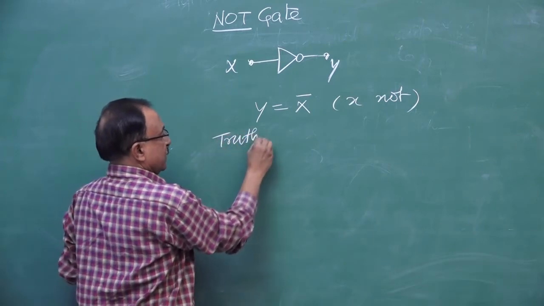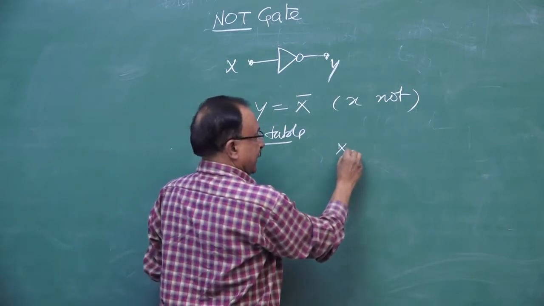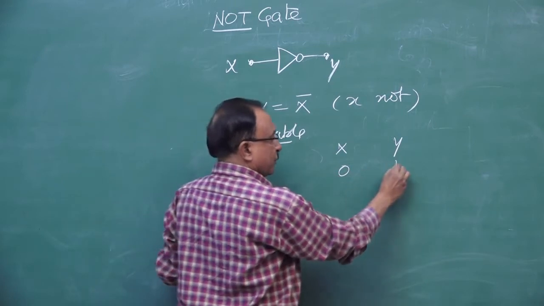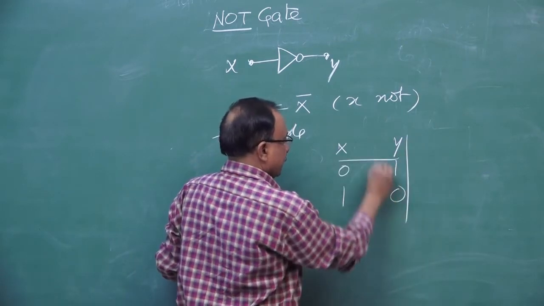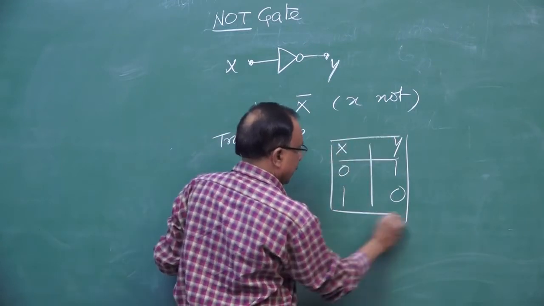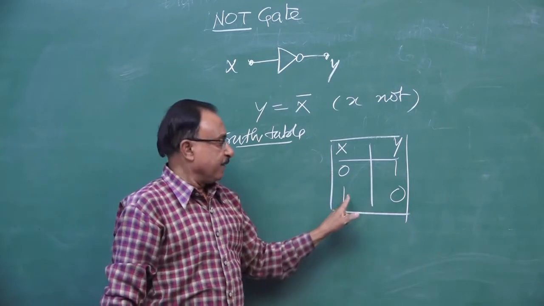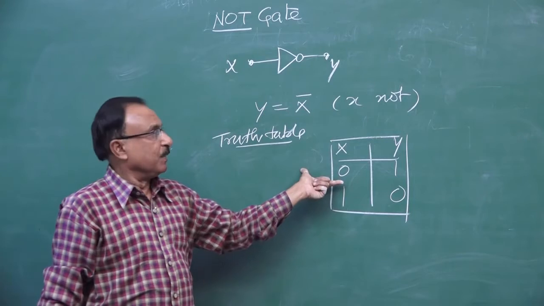How do we represent it by truth table? We have X input and Y output. If X is 0, output will be 1. If X is 1, output will be 0. This is the possible combination of the input and output. If X is low, output will be high. If X is high, output will be low. This is the truth table of it.